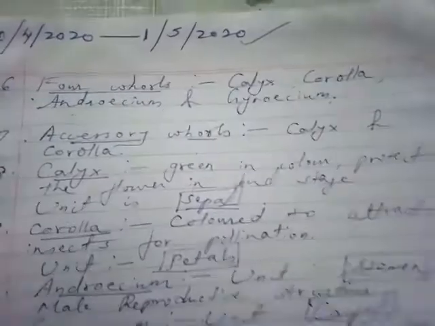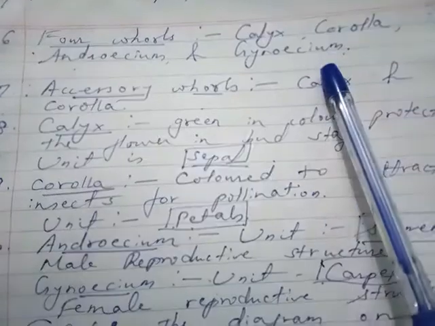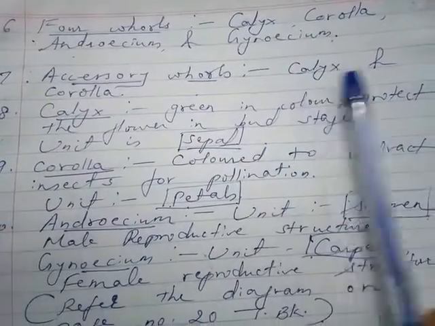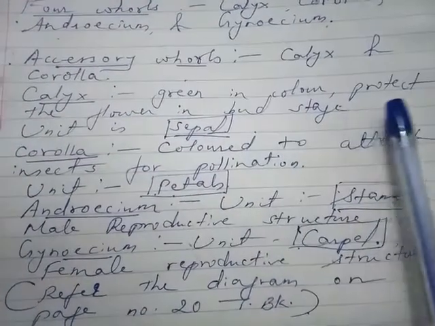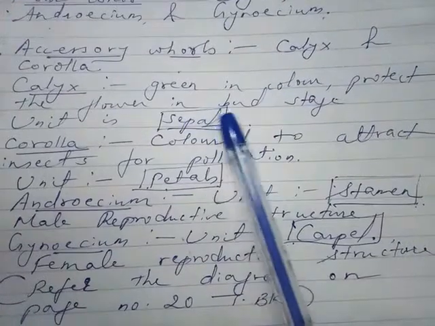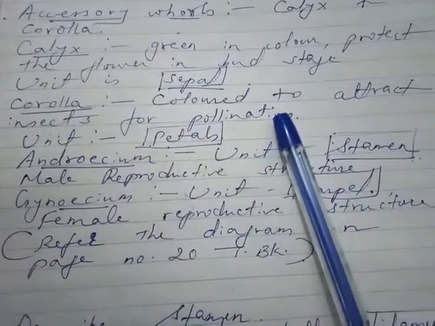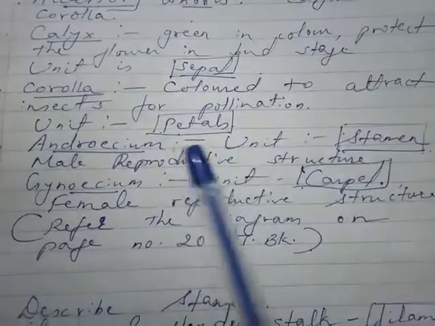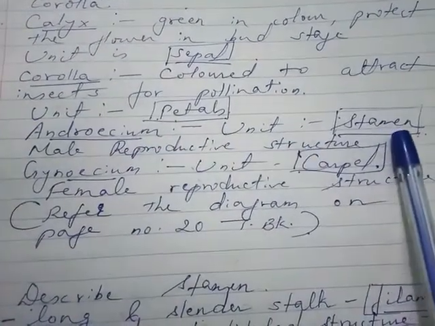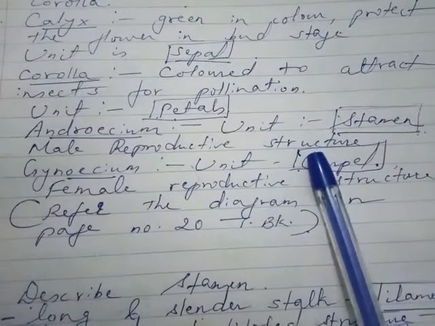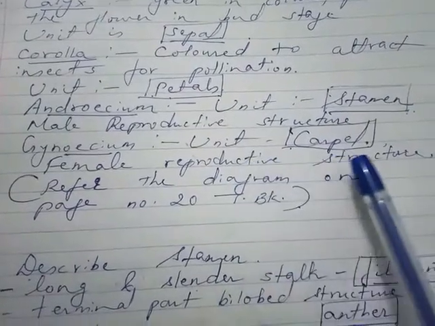Then the four whorls of the flower. The four whorls are calyx, corolla, androecium and gynoecium. The accessory whorls are calyx and corolla. Calyx is green in color and protects the flower in the bud stage. Its units are called sepals. Corolla is colored to attract insects for pollination. Its units are called petals. Androecium, whose unit is called the stamen, is the male reproductive structure, while gynoecium, whose units are called carpels, is the female reproductive structure.